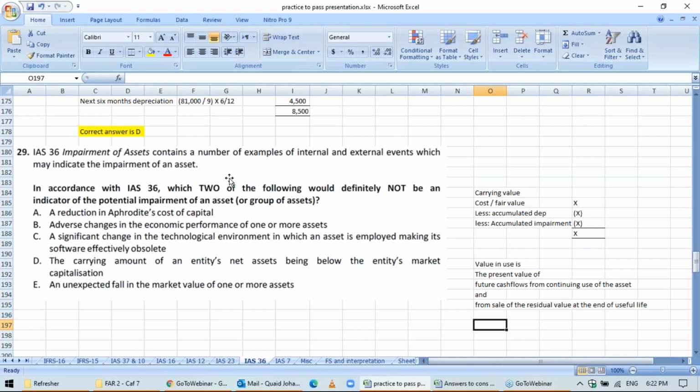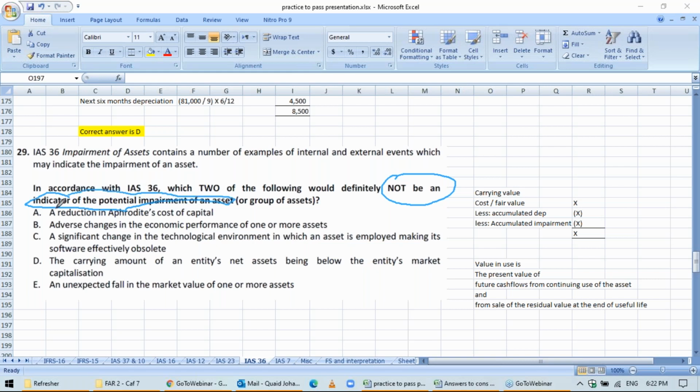For example, a car undergoes an accident. Due to the accident, this is an indication, physical damage, the value of the car goes down. And obviously impairment, what is the meaning of impairment? The meaning of impairment is damage, decline in value. This is what is known as impairment. So out of these, what they asked, in accordance with IAS 36, which two of the following would definitely not be an indicator of impairment? You have to tell which ones are not indicators of potential impairment of an asset.